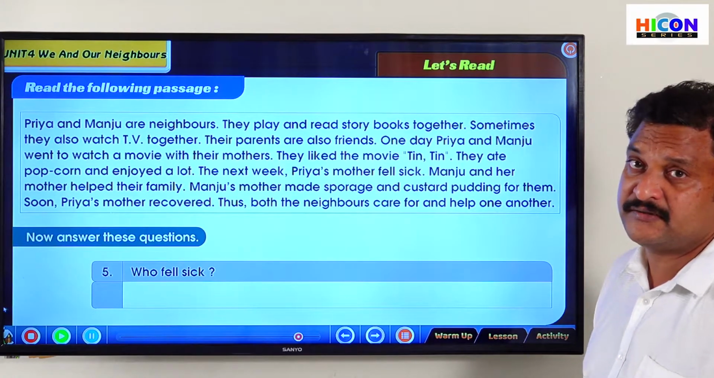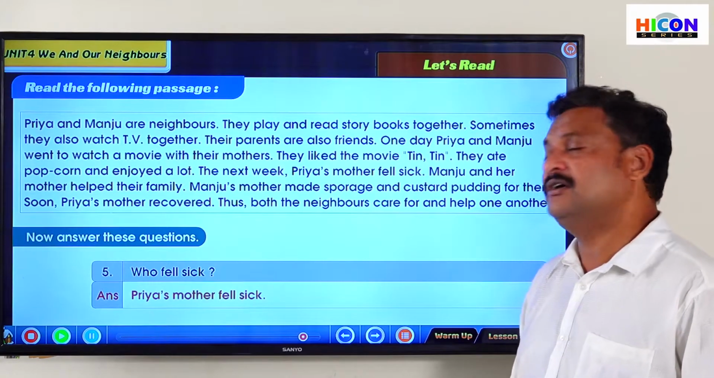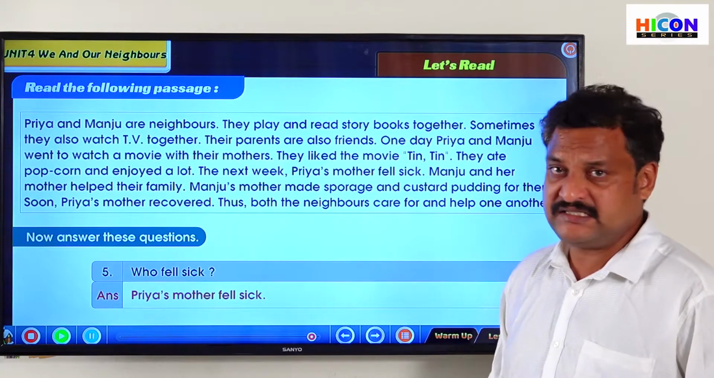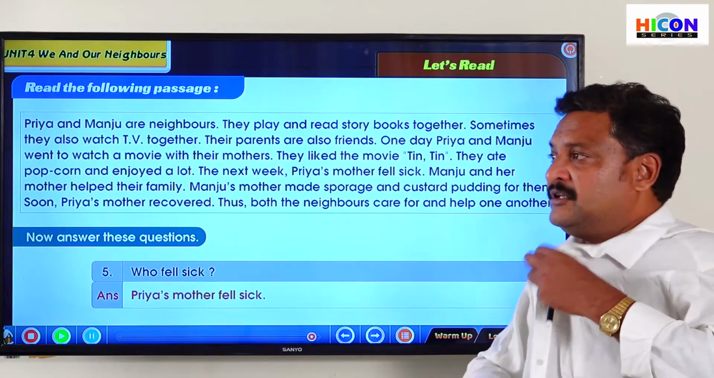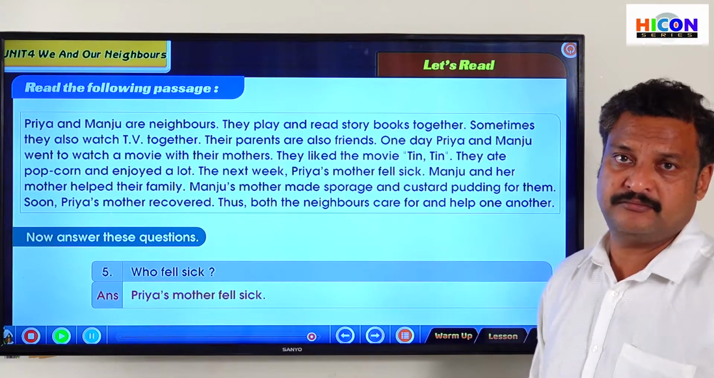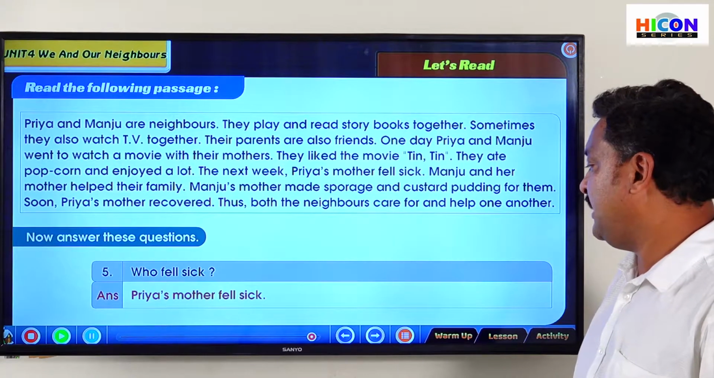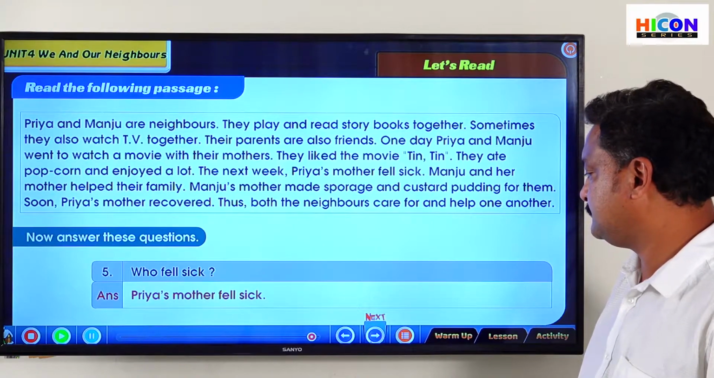Who fell sick? Priya's mother fell sick. So what happened after that? Yeah, Manju and her mother helped the family of Priya's mother. Isn't it? Yes. So let us read. Now we will go on to the next part.